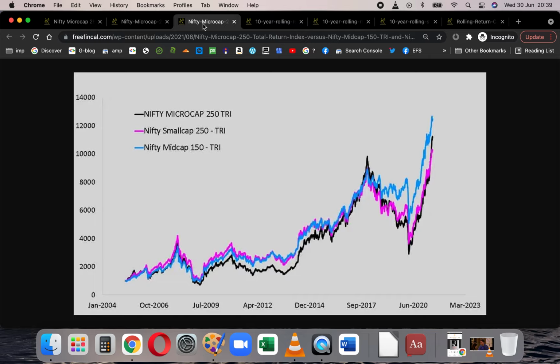Now this is Nifty Microcap again in black, compared with Nifty Small Cap 250 in pink, and Nifty Mid Cap 150. Now the Nifty Small Cap 250 is the bottom 250 stocks of the NSE 500, that is the Nifty 500, and the Nifty Mid Cap 150 is the middle 150 stocks of the Nifty 500.